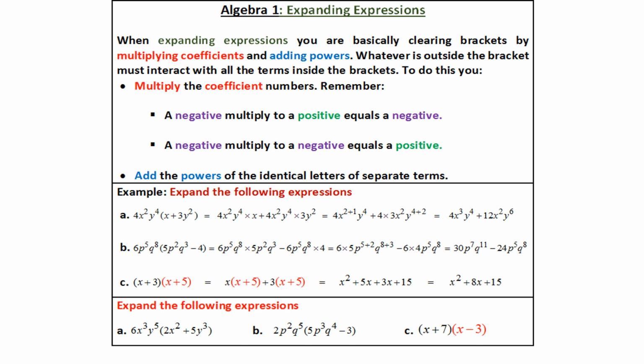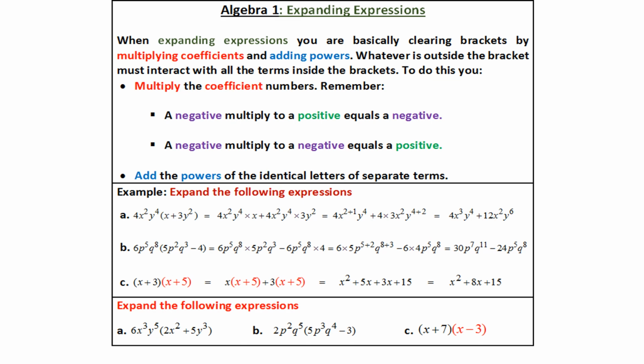Now you need to take out your pencil and your paper and try this out to see if that's what you get. B, 6p to the 5 q to the 8, and you have to multiply that by 5p squared q cubed, and you have to also multiply 6p to the 5 q to the 8 by minus 4. You have to distribute 6p to the 5 q to the 8.